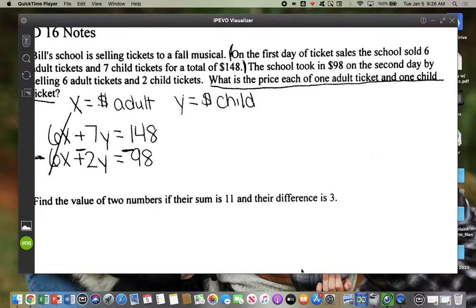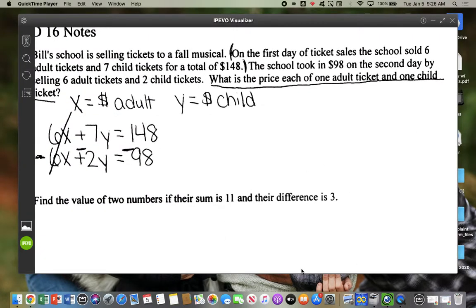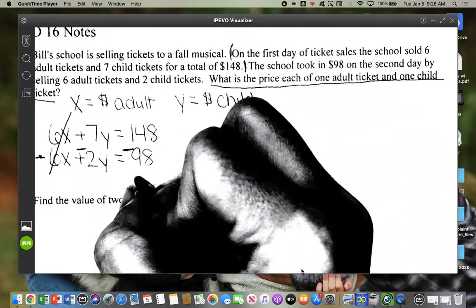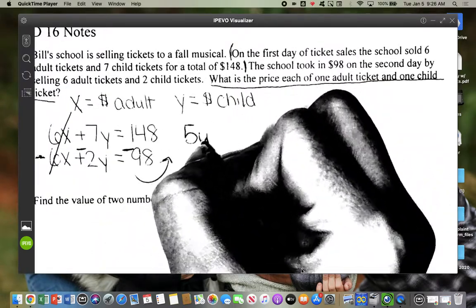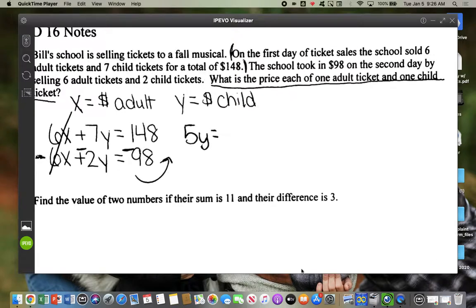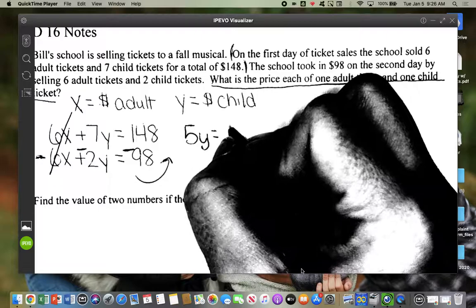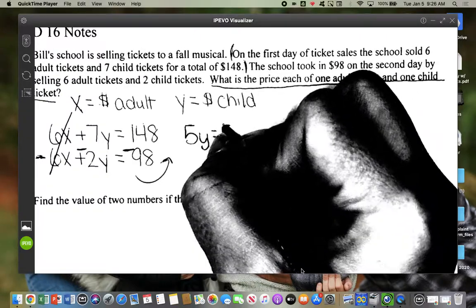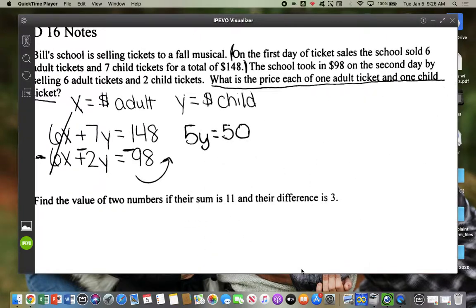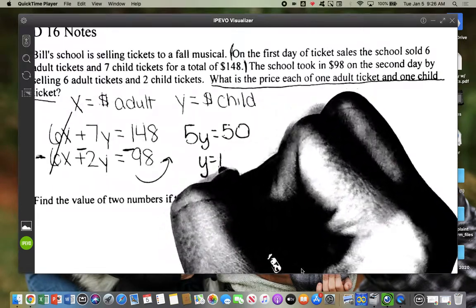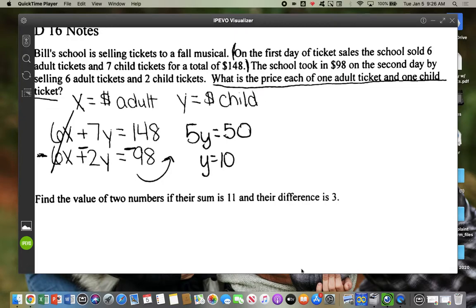So now we have 7 minus 2. So that gives us a 5y, and I'm going to write it over here. 5y, 148 minus 98 is 50. And so that gives us a y value of 10. All right, so that's telling us that a child ticket is $10.